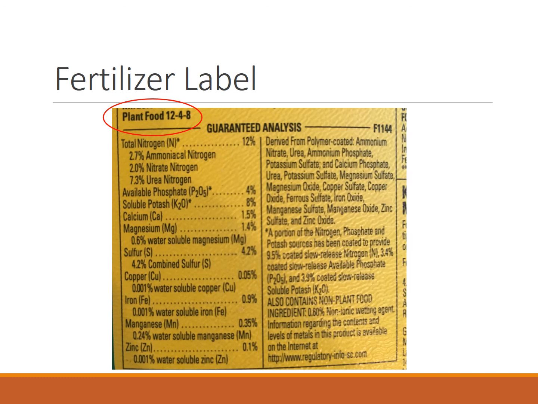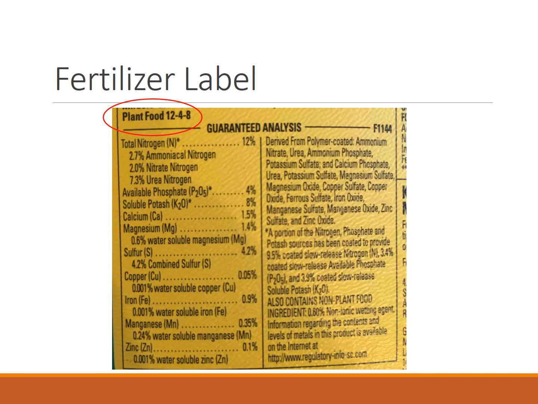If you look at the label, you can see that the total nitrogen is 12%, and that's broken down into 3 different forms of nitrogen. There's 2.7% ammoniacal nitrogen, 2% nitrate nitrogen, and 7.3% urea nitrogen. If you add those 3 numbers together, they add up to 12%.